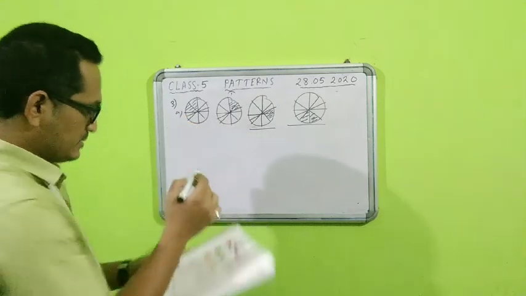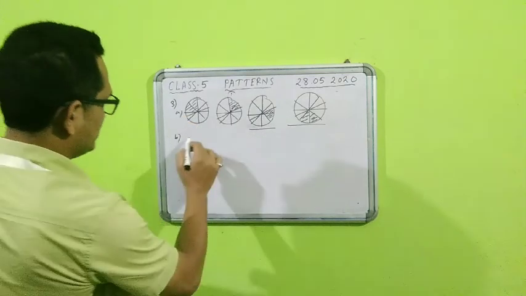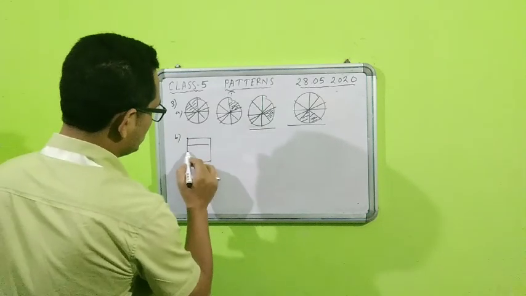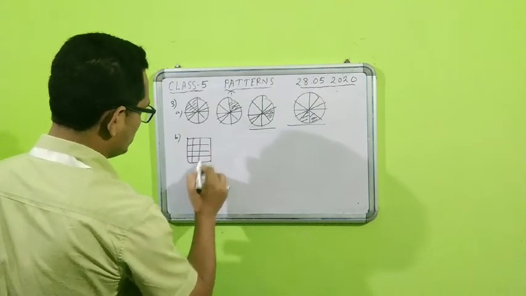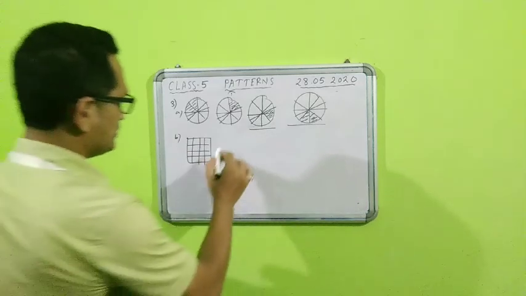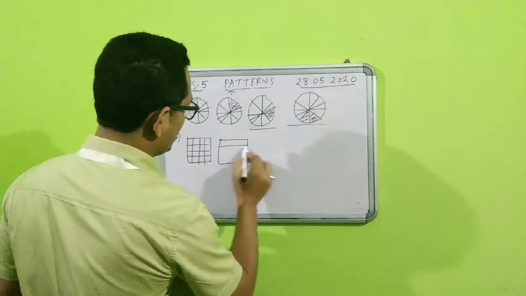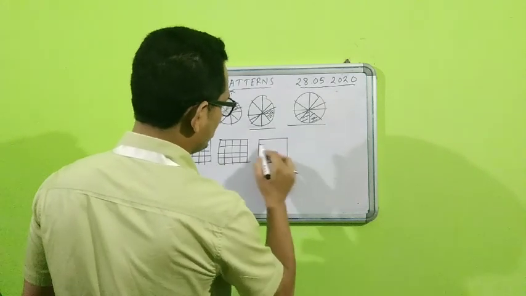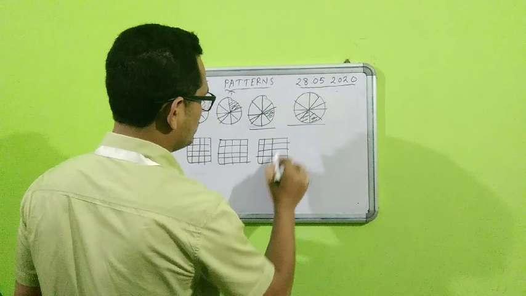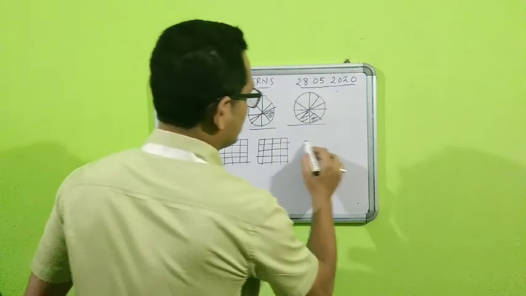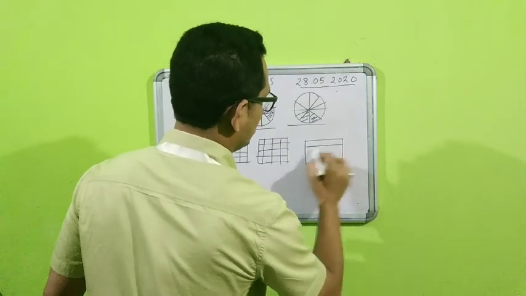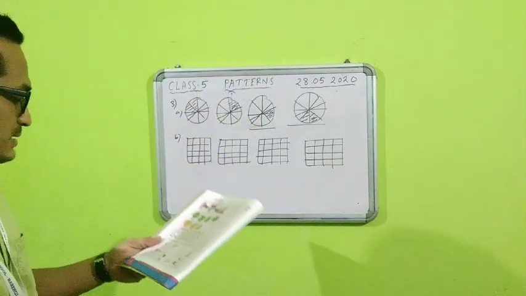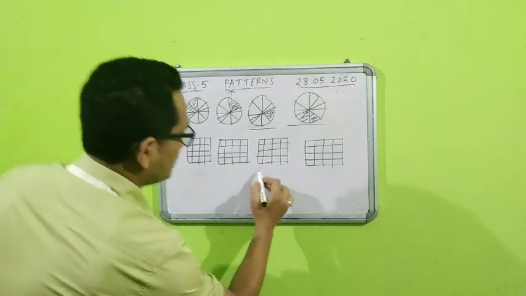Then 3B is about a square, and it has how many parts? 1, 2, 3, 1, 2, 3. So it has been divided like this. Here also it will be the same: 1, 2, 3, 1, 2, 3, and here also 1, 2, 3, 1, 2, 3. So you can say these are the boxes given. Now here this will be the missing one.